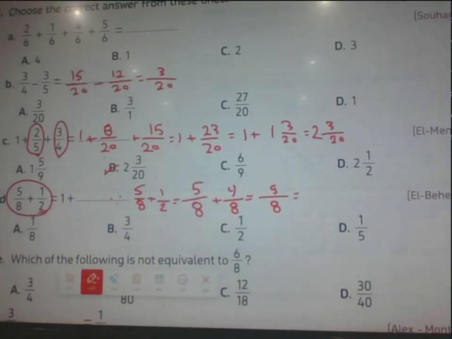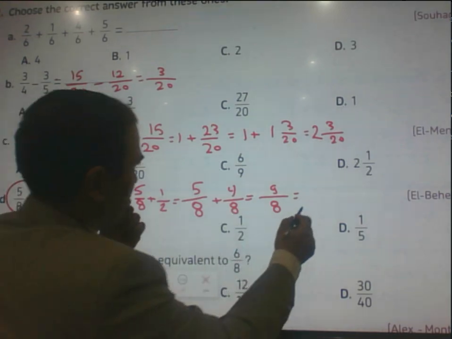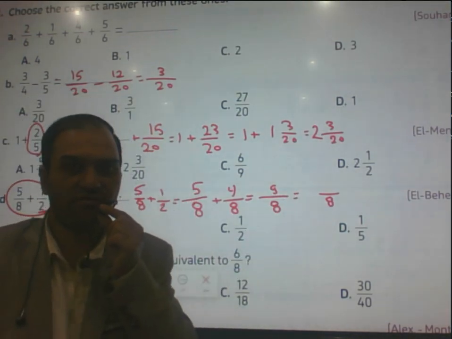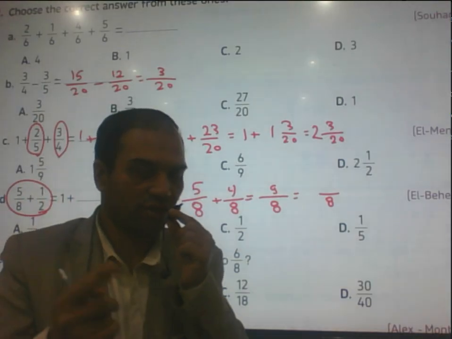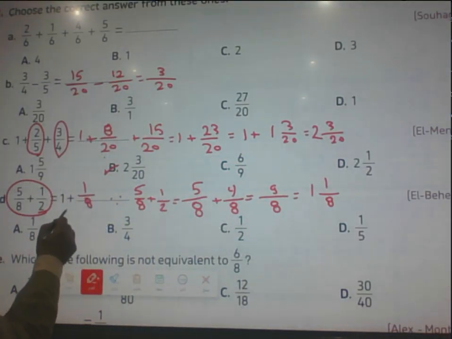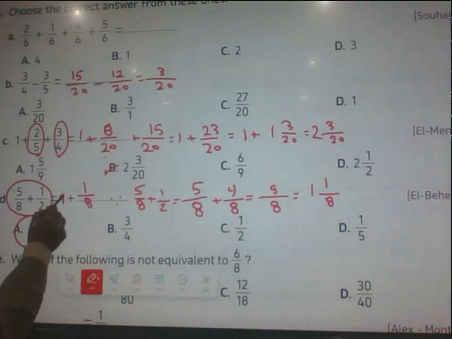9 over 8. This number we call an improper fraction. You can convert from an improper fraction to a mixed number. 9 divided by 8 equals 1 and the remainder 1. Write 1 here and the remainder 1. Then the result will be 1 and 1 over 8. Choose 1 because it gave me 1 plus what? 1 plus 1 over 8. Choose letter E.